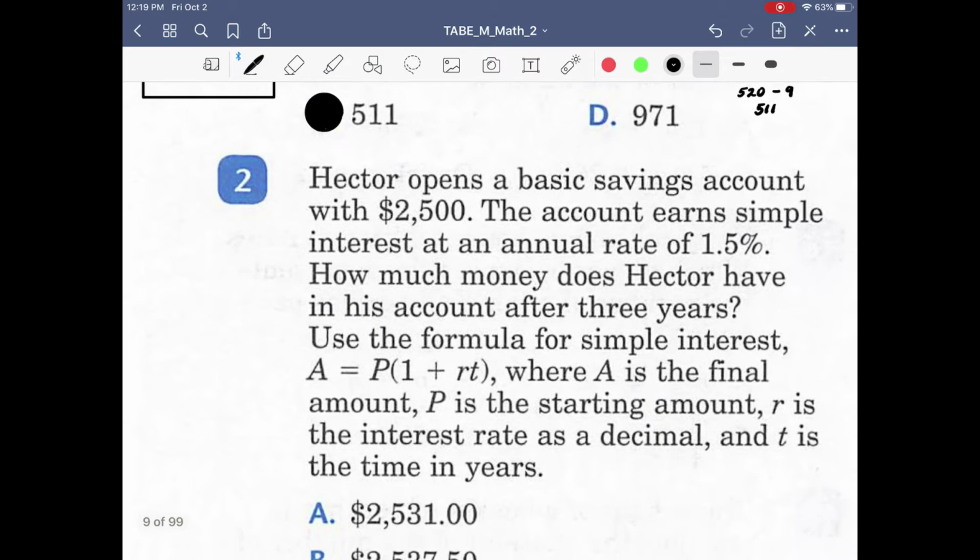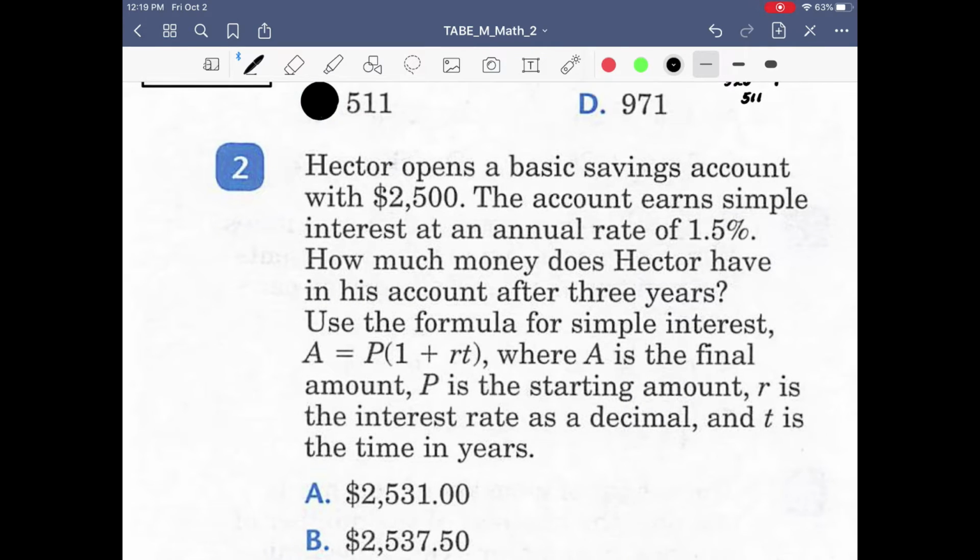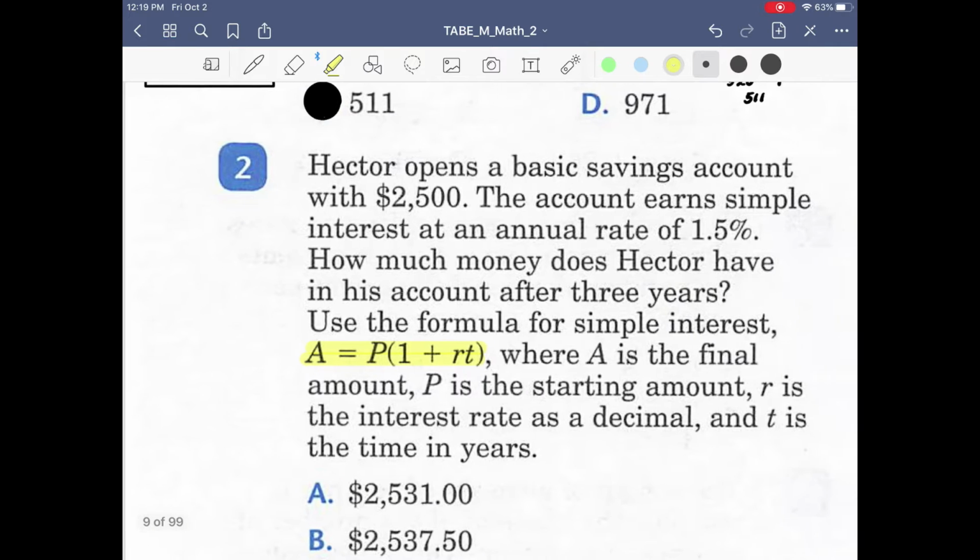Number 2. Hector opens a basic savings account with $2,500. The account earns simple interest at an annual rate of 1.5%. How much money does Hector have in his account after 3 years? Use the formula A equals P times 1 plus RT, where A is the final amount, P is the starting amount, R is the interest rate as a decimal, and T is the time in years.